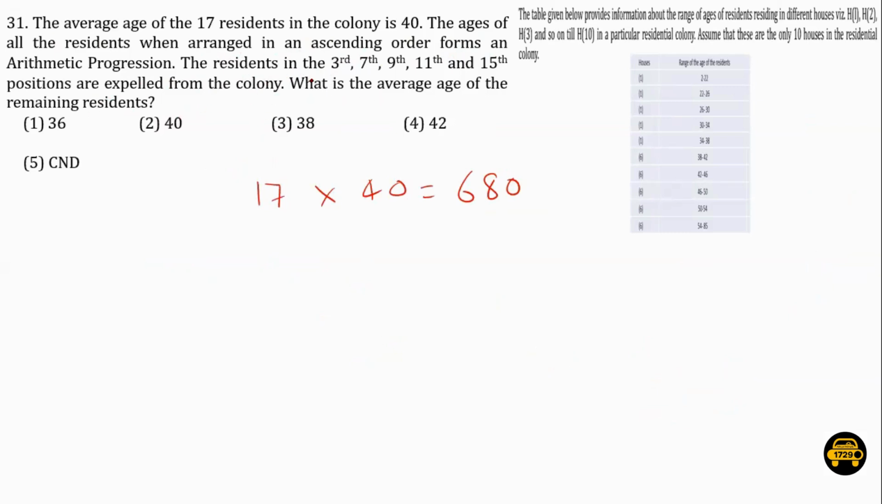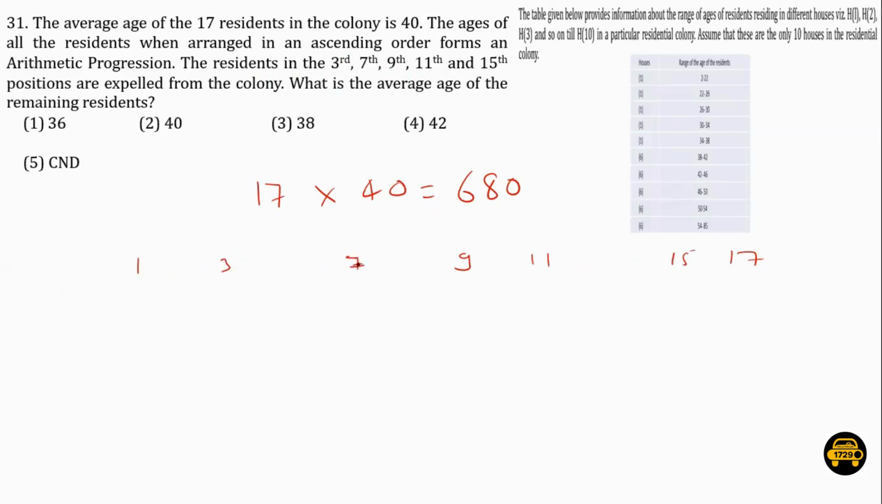Okay. So I've been given the residents in the 3rd, 7th, 9th, 11th, and 15th positions. So when we arrange 17 people from 1 to 17 in ascending order, it will be like 1, 2, 3, 4, 5, 6, 7, somewhere here. Then again 9. Then we have 11, something here, 15, 16, and 17. I missed out the other numbers because we don't need them as of now.